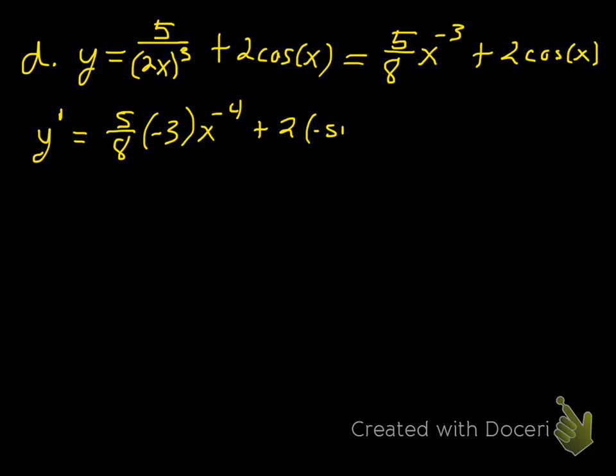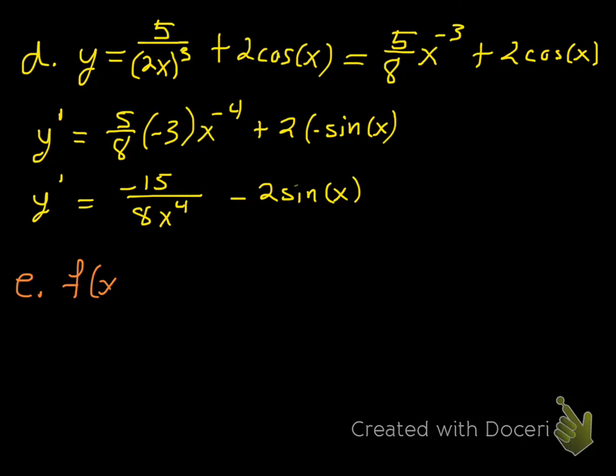So it'll be plus 2 times negative sine x. Cleaning that up a bit, 5 times negative 3 is negative 15, 8 in the denominator, and then the x to the minus 4 we can write as x to the fourth in the denominator, minus 2 sine x.